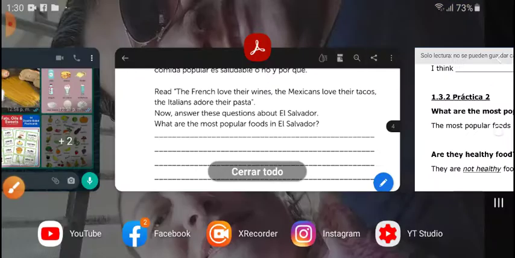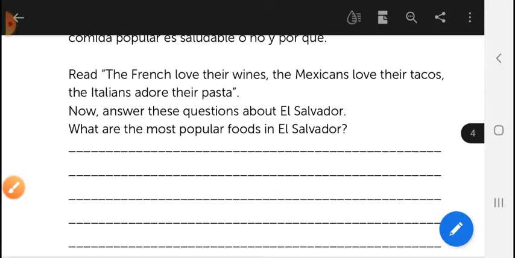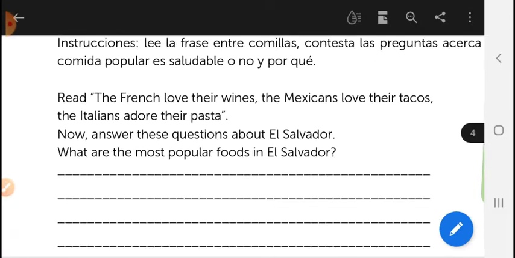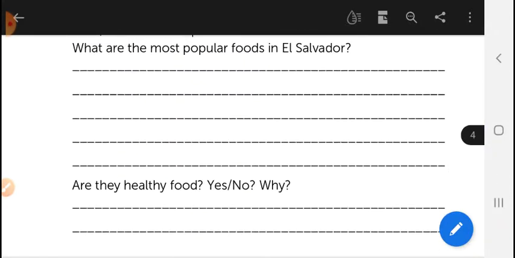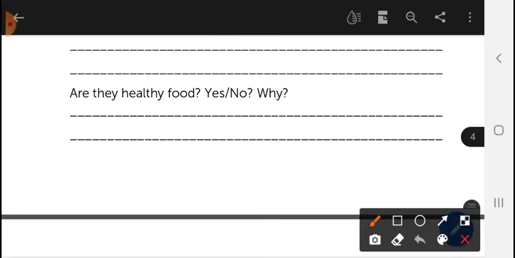Remember that our foods in El Salvador, they have no English translation. For example, pupusas is the same as in Spanish. Yes, pupusas in English is the same. Tamales is the same. Yes? And so on. Now, la siguiente question.